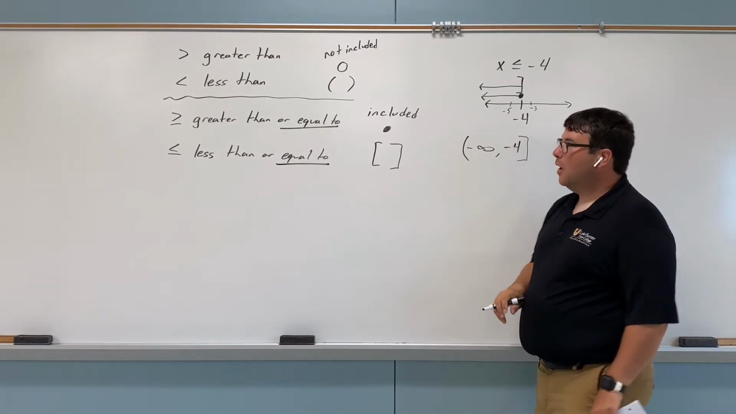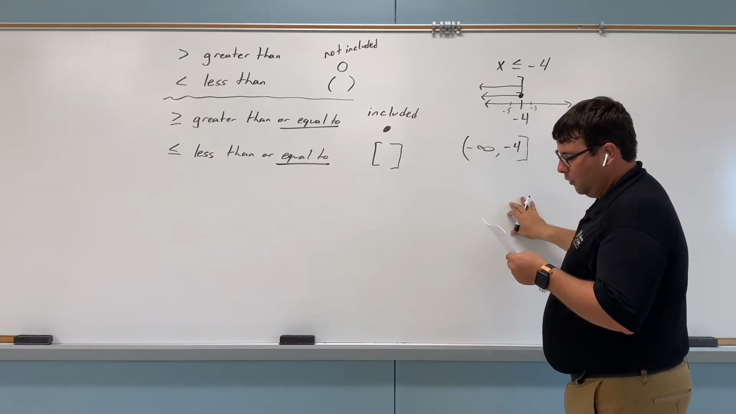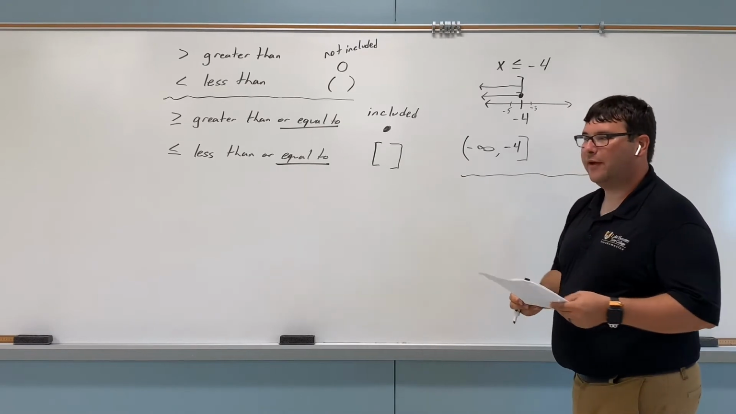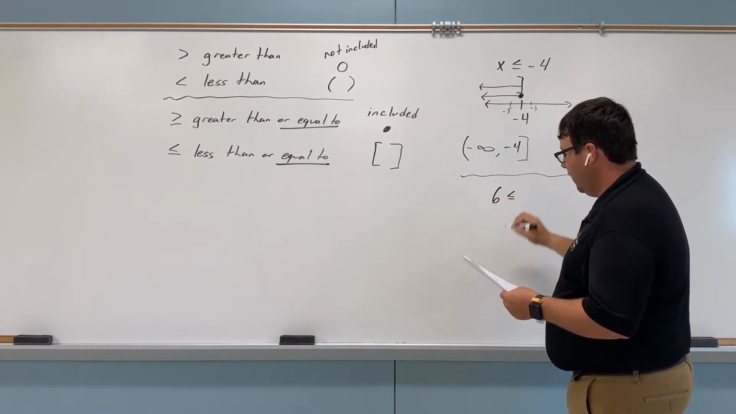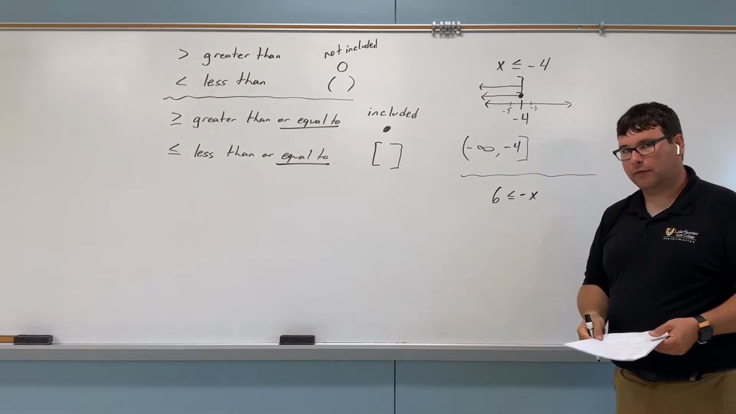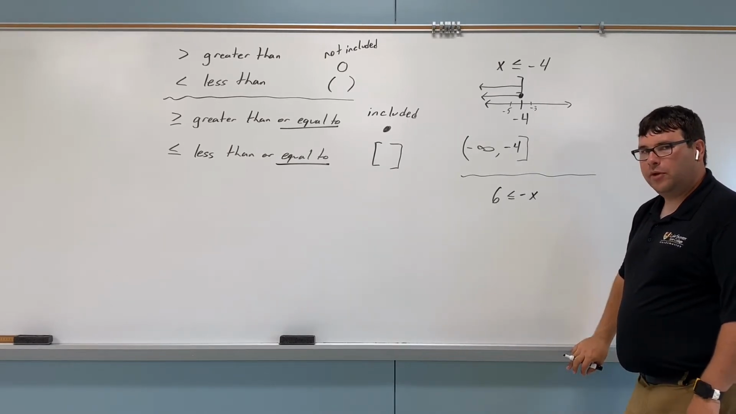Excellent. Let's try another one. Very quick, very small amount of room, so we can do that right here. Put a little wavy line just to kind of show a distinction. So I have 6 is less than or equal to -x. Now, there's a couple different things that you can do here.